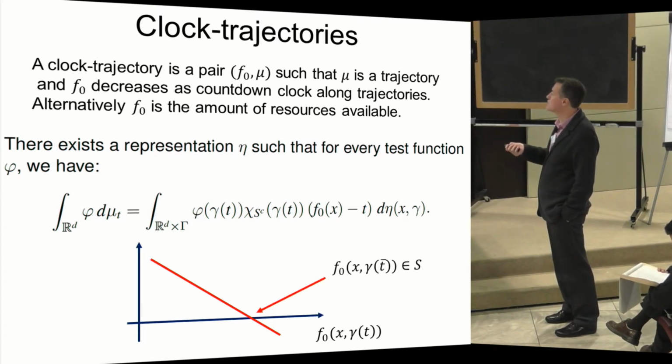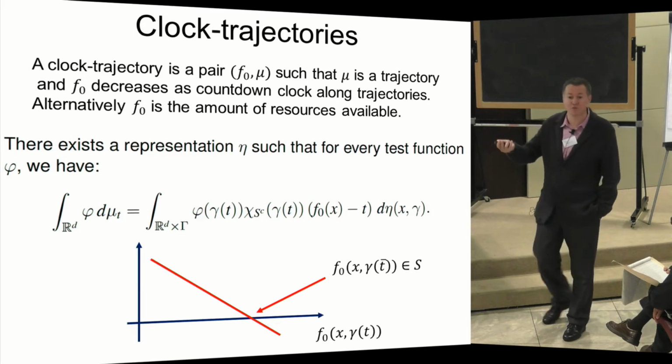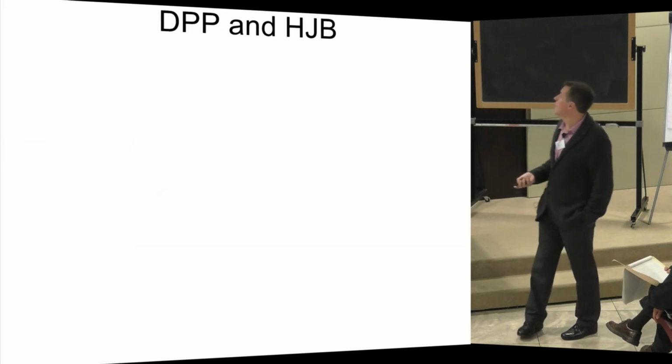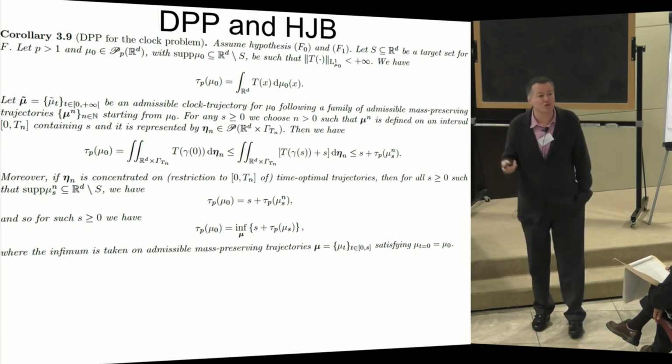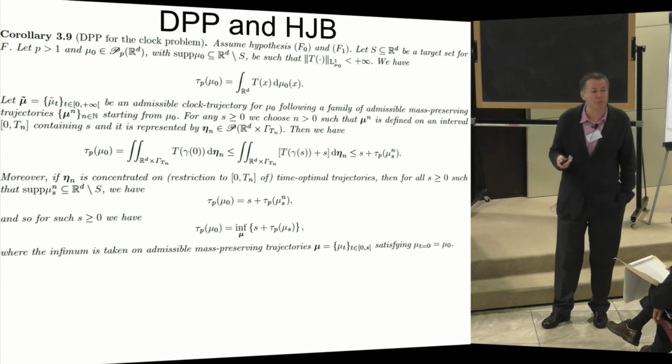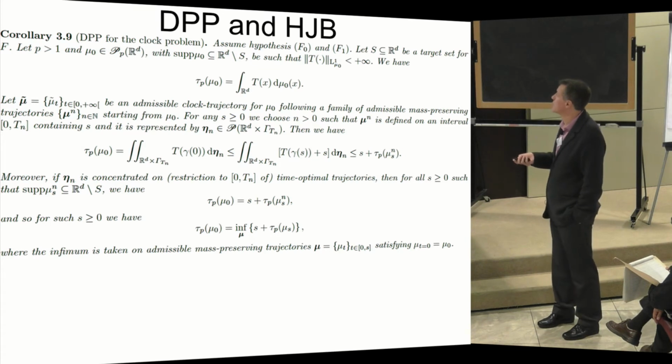And it goes to 0 exactly when it reaches the target. If you use this clock trajectory representation, then your f0, that will be an integrable function with respect to mu0, will indicate exactly the time that you are going to take to reach the target. So if you do that, you can run the usual program of dynamic programming principle and Hamilton-Jacobi-Bellman equation.